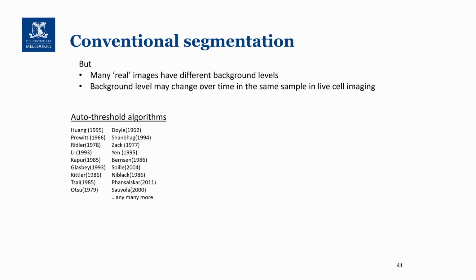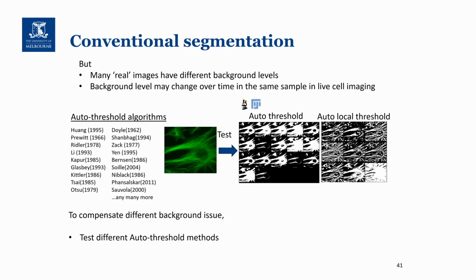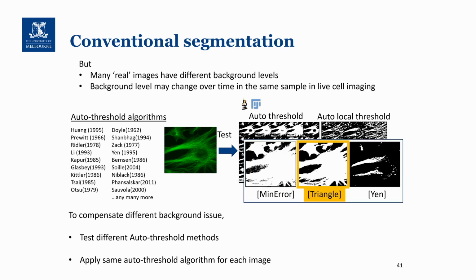To correct for these situations, we can use the auto threshold algorithm to correct for each image individually. There are many algorithms available and some may work better than others depending on the image. In Fiji, if we want to test which algorithm works best, for example, we can test up to 17 auto threshold algorithms and automatically test 9 local methods. When we have found the best method, we can then apply the same auto threshold to each image. So here you can see that the triangle algorithm is clearly the best one for this image.